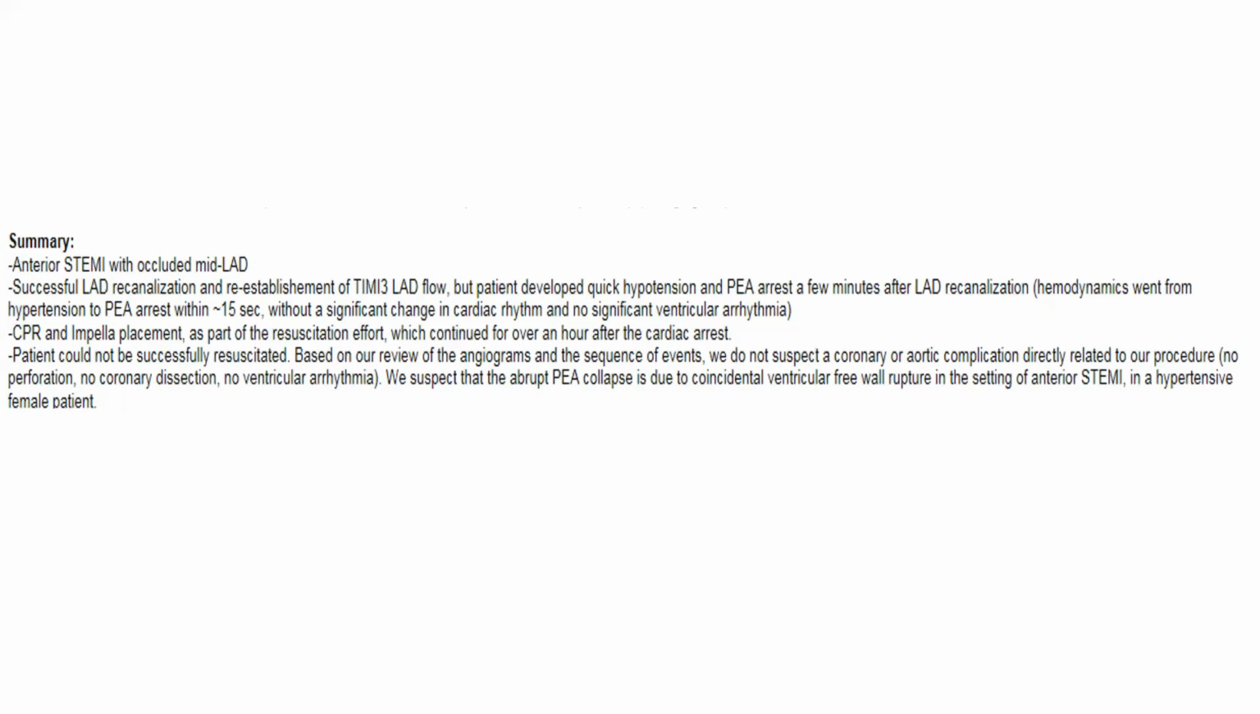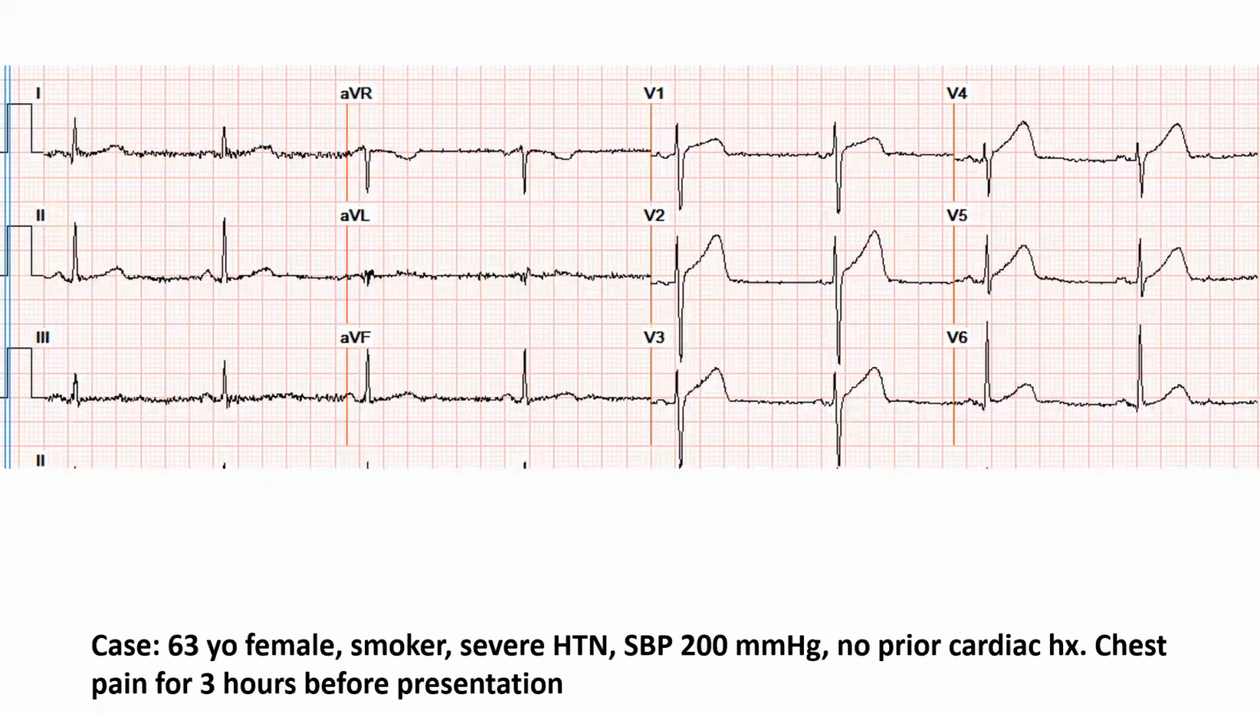She had, in retrospect, all the risk factors for that. This is the common scenario: first MI, elderly, female, severe hypertension. Those are the risk factors for mechanical complication. That also applies to papillary muscle rupture and ventricular septal rupture. So she had those risk factors, and that's why she had free wall rupture.